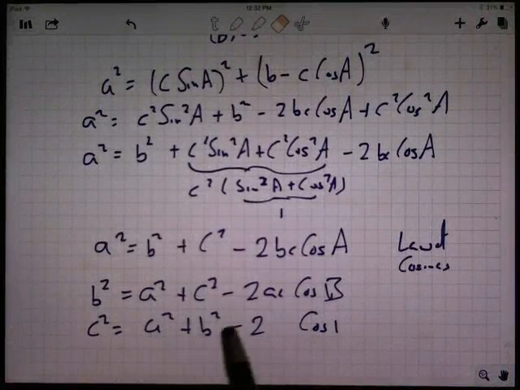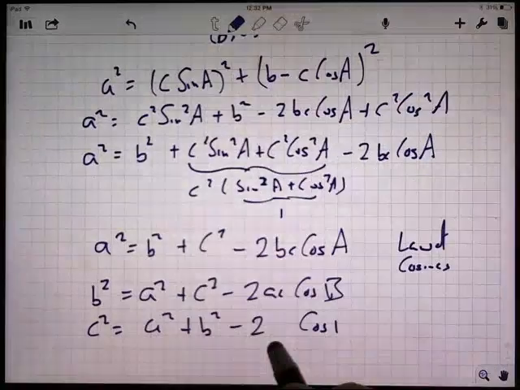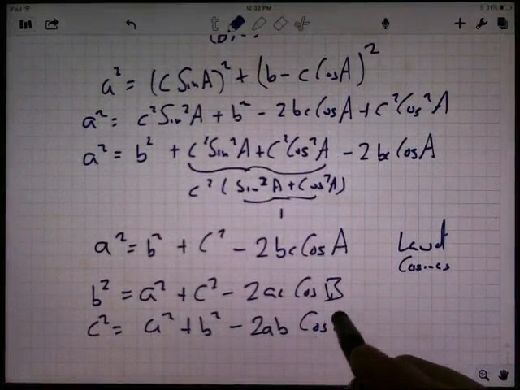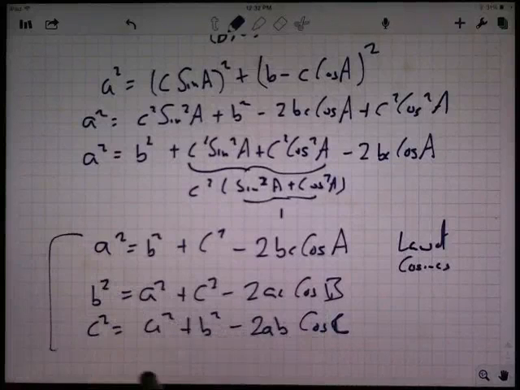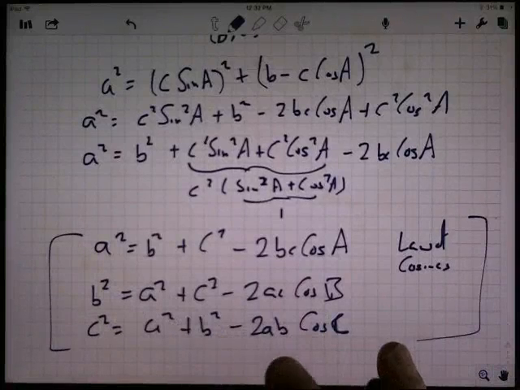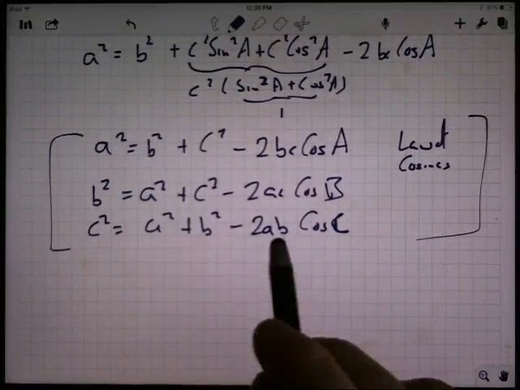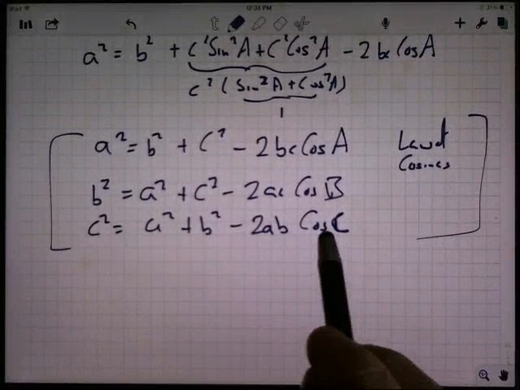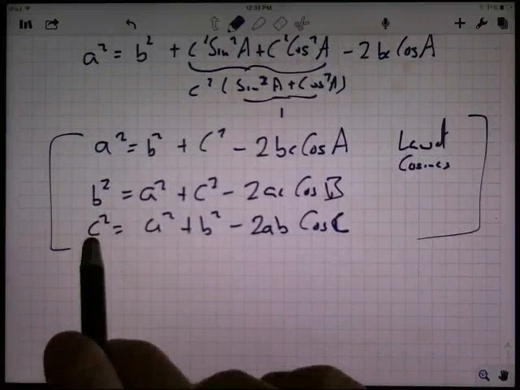This is c squared, a and b. It's got to be a and b cosine c. Right? Any one of these three is what I would call the law of cosines. Relates all three sides to one angle. Right? And the angle and the opposite side are on opposite sides of the equation here.